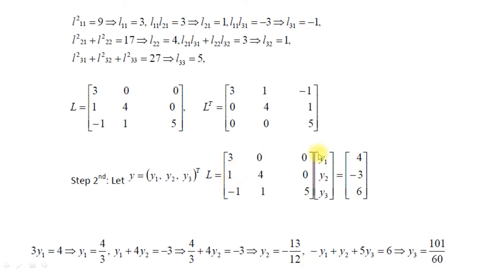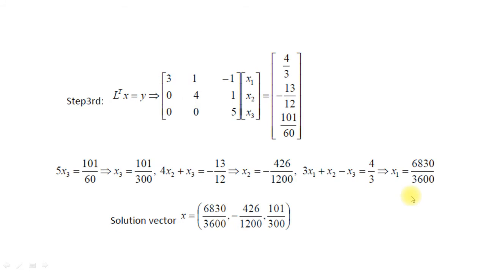And the third equation: minus y1 plus y2 plus 5y3 is equal to 6. Now putting the values of the known variables, y1 is equal to 4 by 3 and y2 is equal to minus 13 by 12, into this equation, we obtain y3 is equal to 101 divided by 60. So this is the column matrix y.